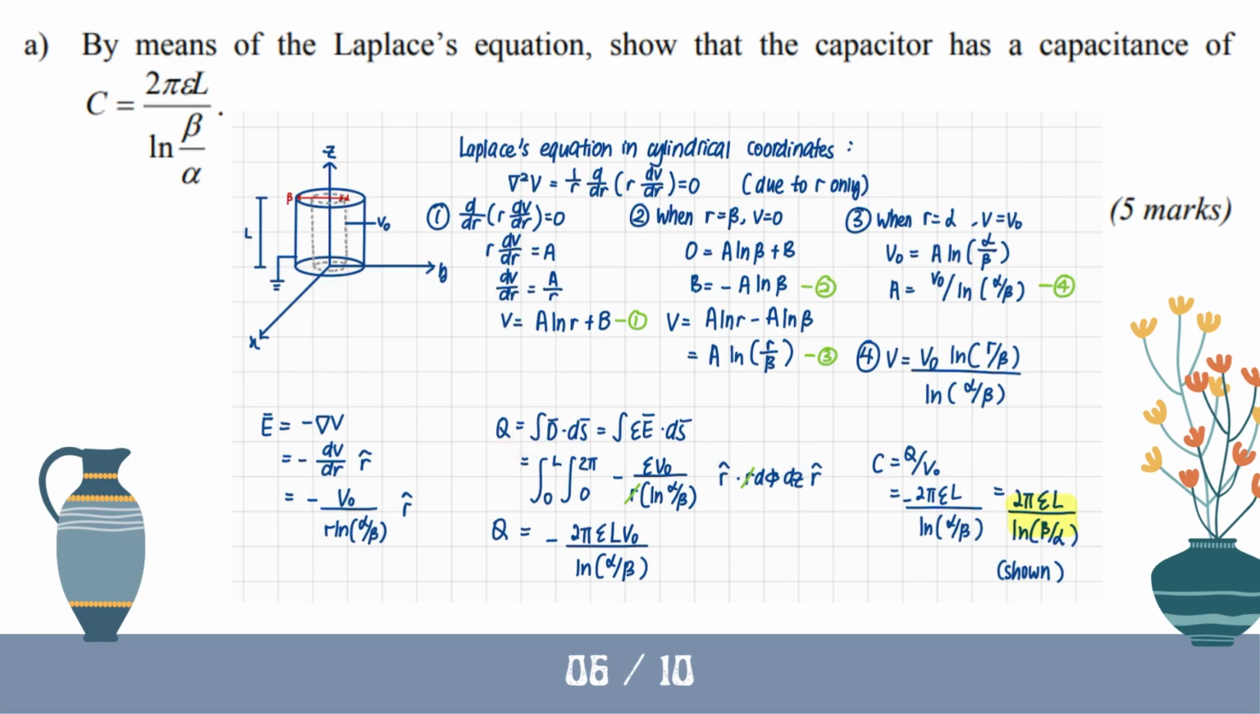Then Q is equal to the integration of D dot dS. As we know, D is equal to epsilon E. So we substitute E into this equation, and we know that dS on this surface is equal to r dphi dz in the direction of r. We solve this equation and we get Q equal to negative 2 pi epsilon L V0 over ln alpha over beta. Then C is equal to Q over V0. We substitute this Q into the equation and solve it. We get C equal to 2 pi epsilon L over ln beta over alpha.